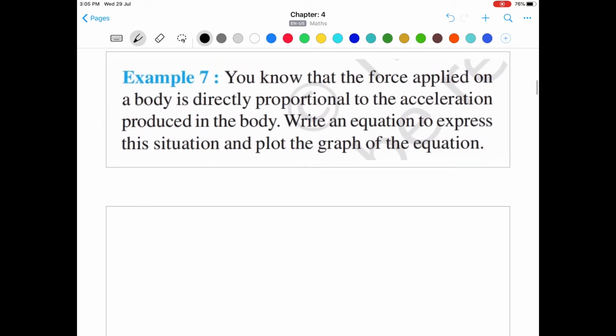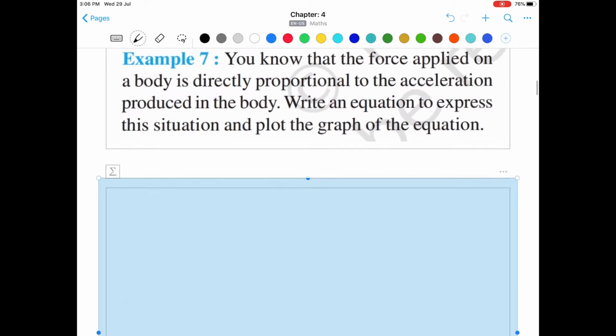Example number 7. This is a very important question. This generally comes in your exam also. This same question, or a question of this type, so understand this carefully.